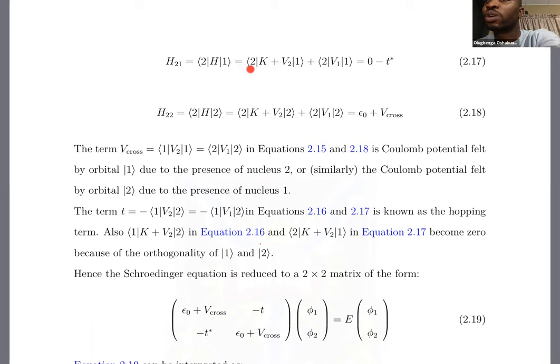So this term gives us zero. This term gives us the hopping term. This term gives us the ground state energy, while the other term gives us V cross. And when you go through the text carefully, you will be able to define easily what each of these terms mean. So like I've said about this one, it is the ground state energy. And for this one, bra 2 V1 ket 2 is the V cross, which tells us the Coulombic potential felt by the electron in orbital 2 due to the presence of nucleus one.